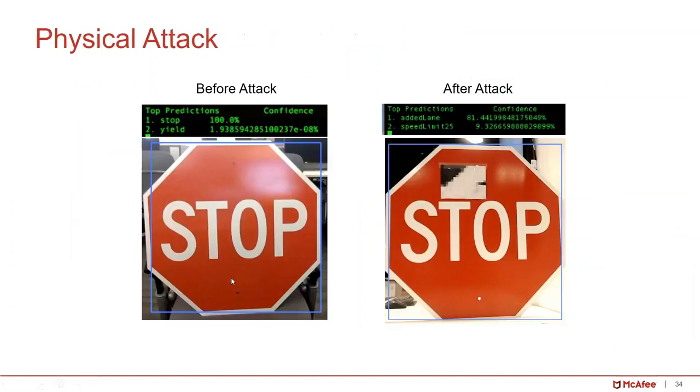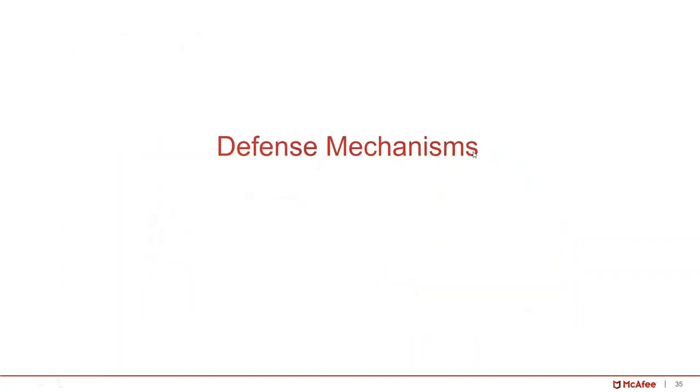This shows the physical attack. Originally, this is a live demo, a real stop sign, and we can get like 100% recognition. This is a stop sign. But after we carefully craft this sticker and carefully place it in this location, the image recognition system recognizes this as an added lane with 81% confidence after the attack. So you can see the AI systems are vulnerable to this type of attack.